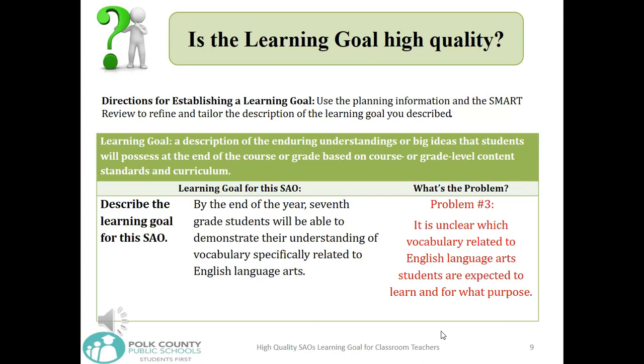A third problem associated with the learning goal is the lack of clarity as to which vocabulary students are expected to learn and for what purpose. Can we assume that the vocabulary is domain-specific, such as foreshadowing and symbolism? Or is this academic vocabulary that appears in different texts that the students are reading?